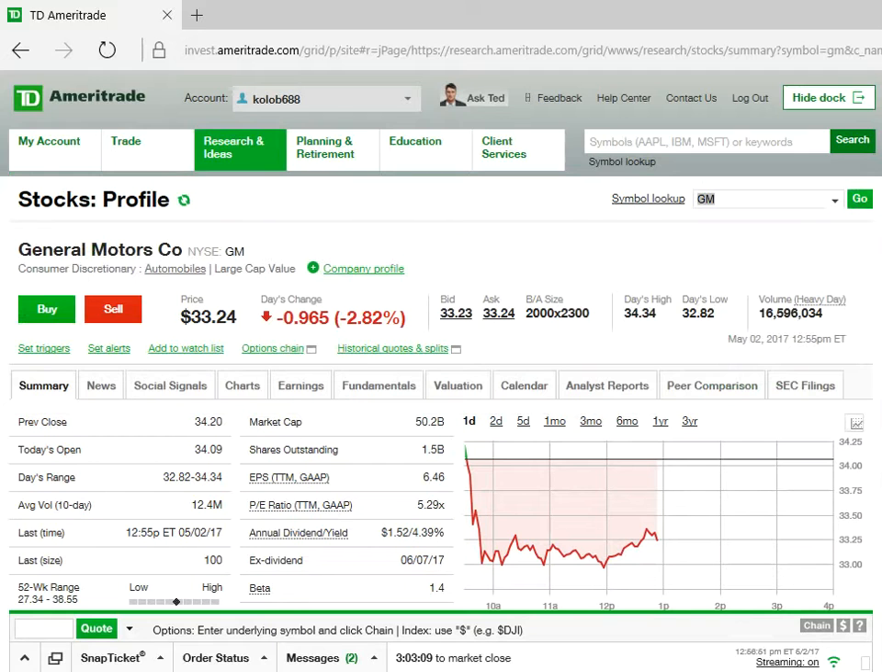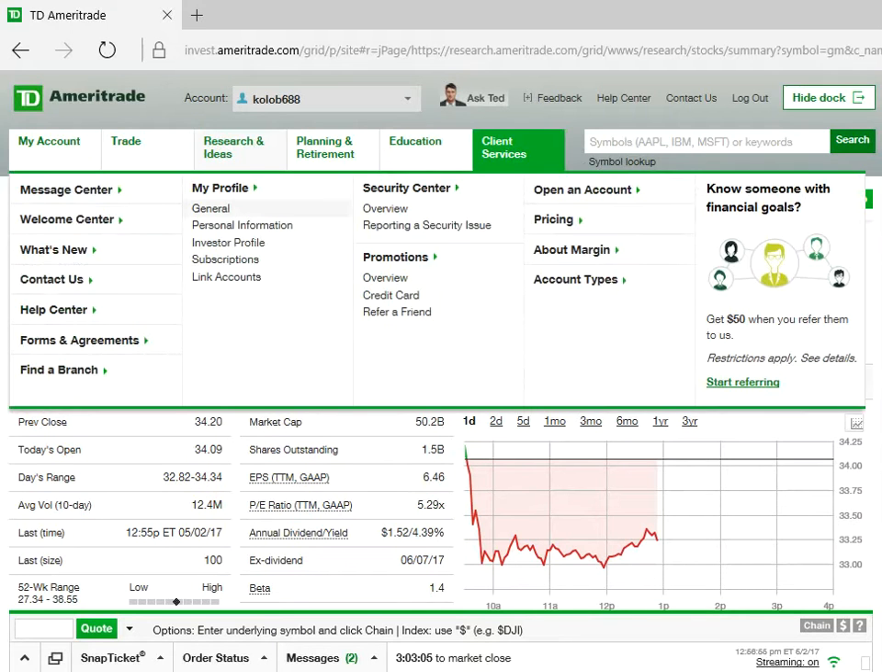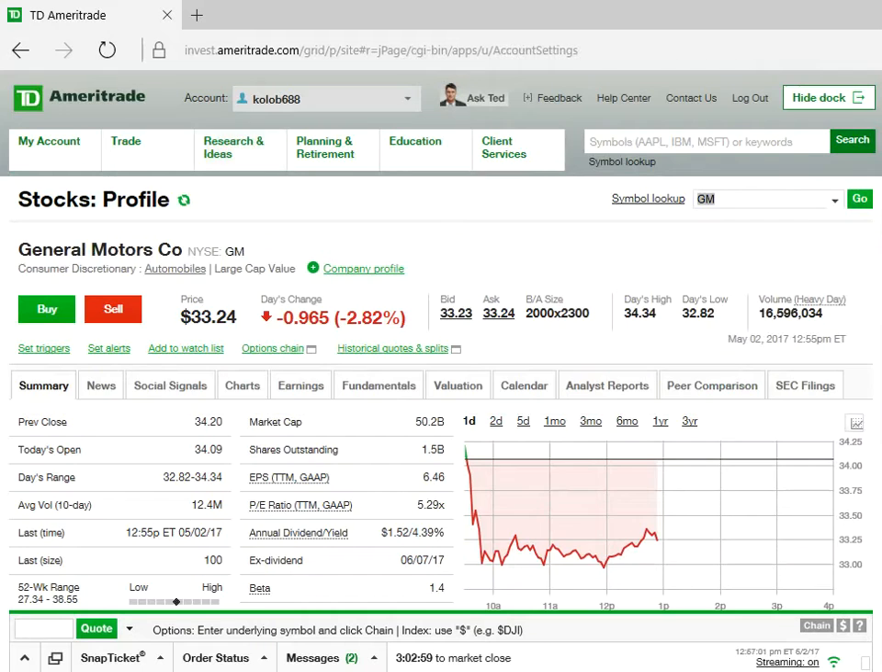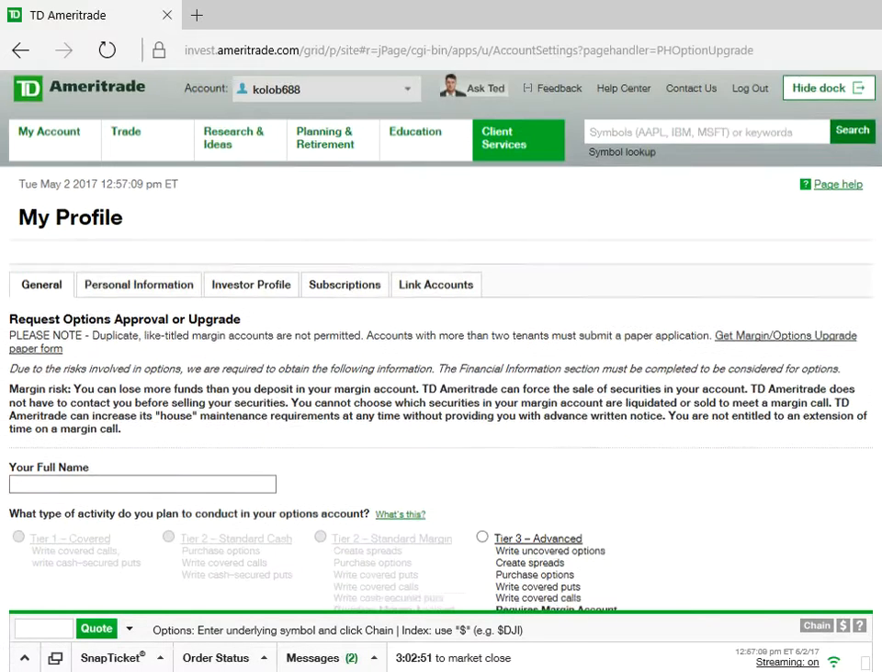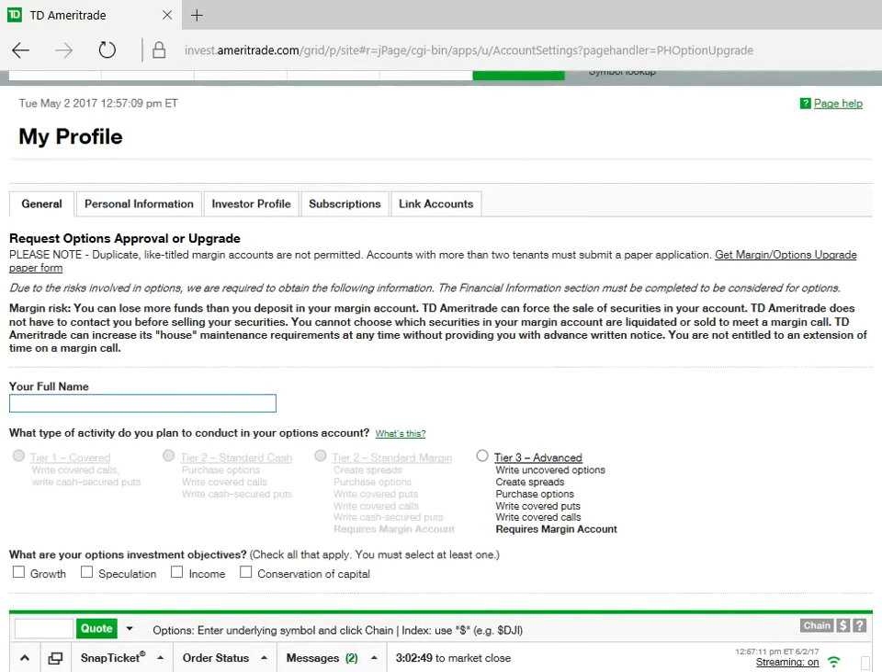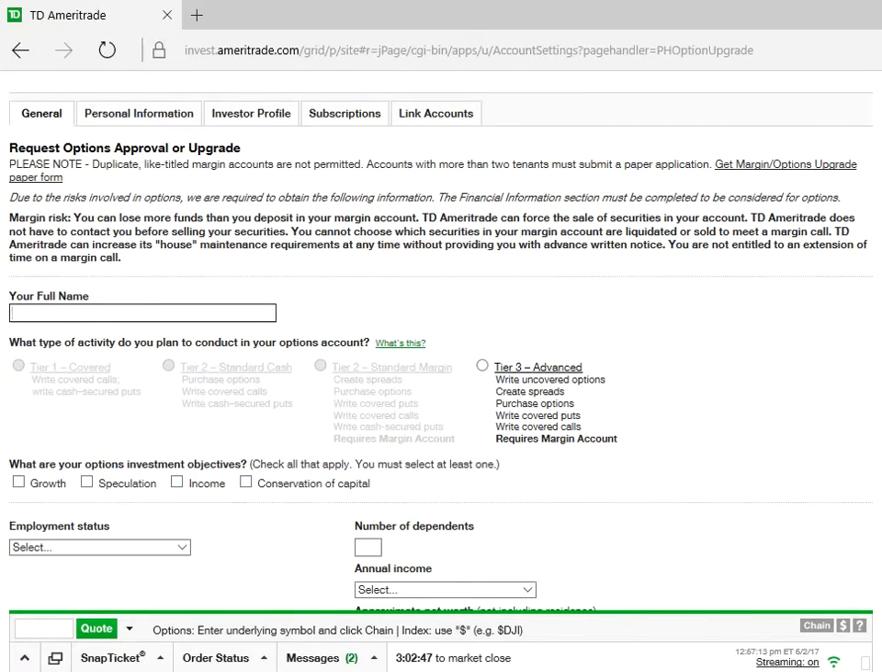So in order to do that, the first thing you would do is go to, and this is TD Ameritrade, Client Services, click on General under My Profile, and then go to Option Trading right there, and click on Apply for Upgrade. And then voila, you put in your full name, and there are 4 levels of trading that you can do.